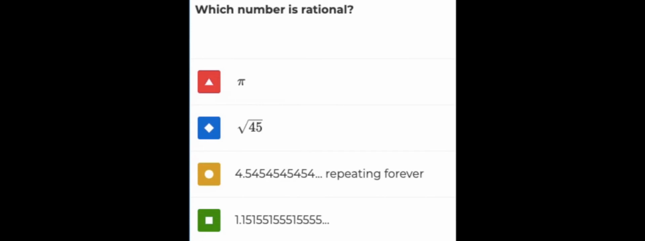Which number is rational? So this one, you need to find the rational number. You know that pi is irrational because pi is a really long number that goes on forever. Square root of 45 is not a perfect square, so that is irrational. And 1.15155, that's not repeating. It's a pattern, but it's not repeating. So that one is not rational. So since 0.454 is repeating forever, repeating numbers are rational. So the answer is yellow.